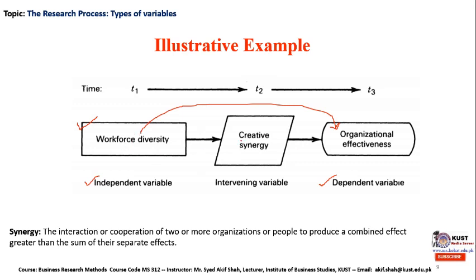So in the middle, another variable has emerged which is known as creative synergy. Now what is this? Synergy means the interaction or cooperation of two or more organizations or people to produce a combined effect greater than the sum of their separate effects. It means that if people produce a combined effect on a certain phenomenon or problem, it will have a greater outcome than the individual efforts of two or more individuals.